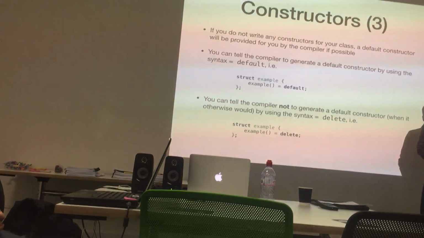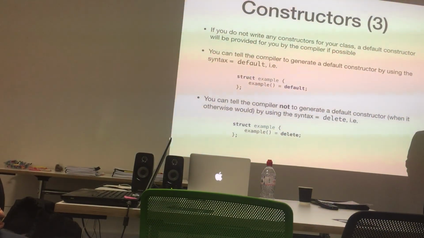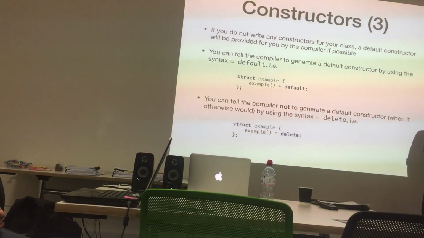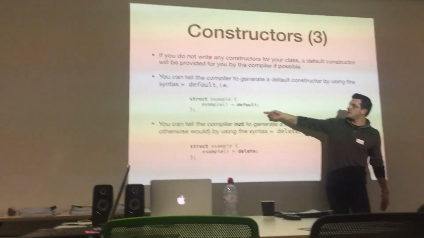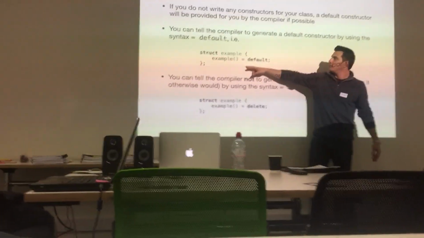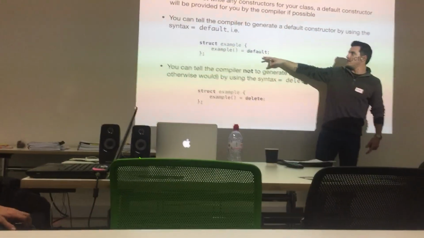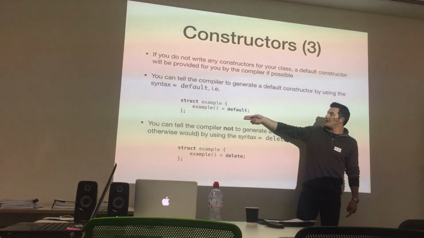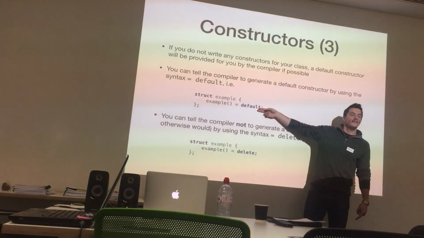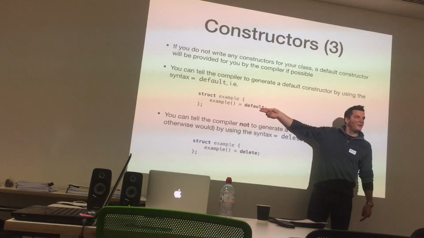Sorry, I may have missed something. Why are you telling the compiler to generate a default constructor? Does it not do that? It does. In this case, it does. But if we had any other constructor, say we had example int float like was on the previous slide, that would disable the generation of the default constructor. So this puts it back in. So in this case, we get it anyway.